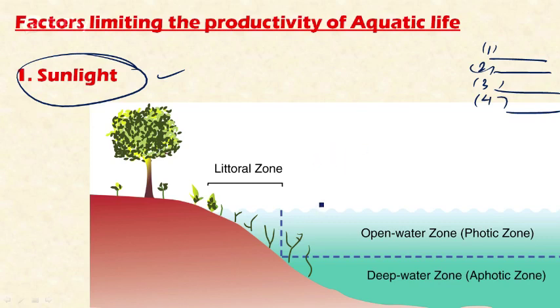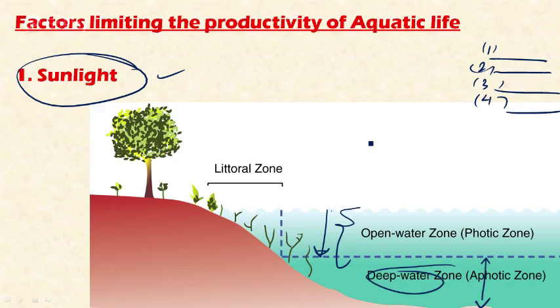The region can be divided into different zones. That is the photic zone, where the sunlight penetrates, to the extent where sunlight penetration is there, and the aphotic zone, the deep water zone, where sunlight does not penetrate. Photic zone is the upper layer of the aquatic ecosystem, up to which the light penetrates and within which the photosynthetic activity is taking place, as I discussed previously.